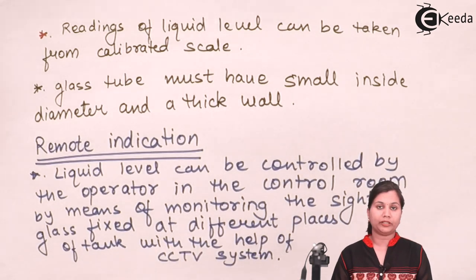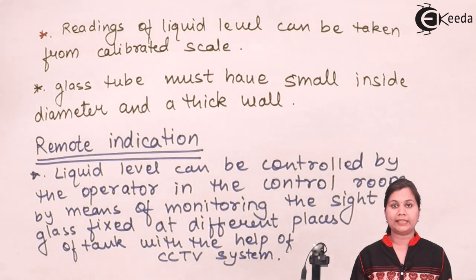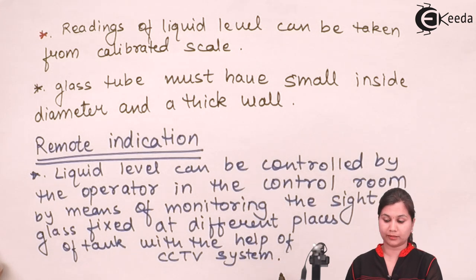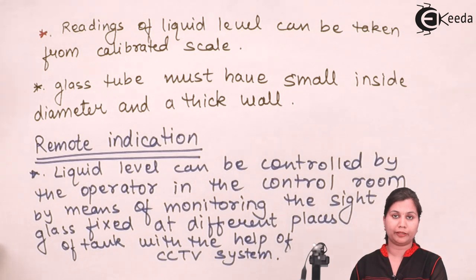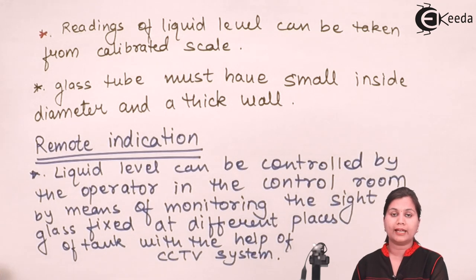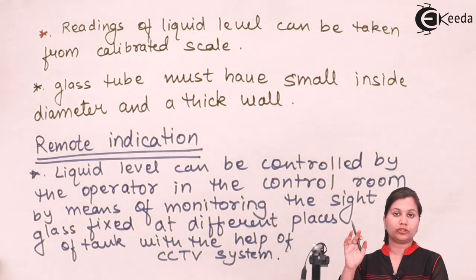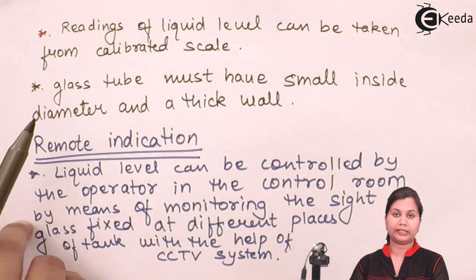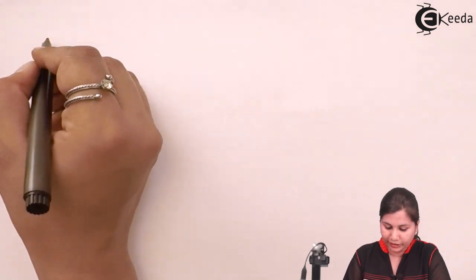If the operator wants to see the level of the liquid from the control room, they can take the help of the CCTV system. The glass tubes are fixed at different places on the tank, and with the help of the CCTV camera, the operator sitting in the control room can take the readings of the liquid level. Let us represent it with the help of a diagram.